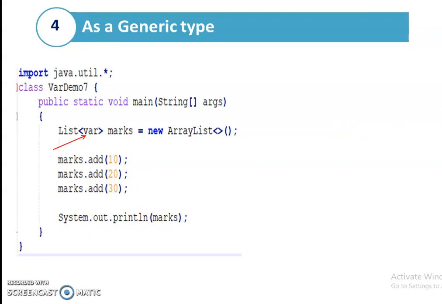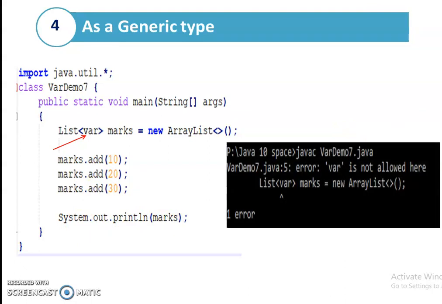So when we try to compile this code, it will throw error. Var is not allowed here, and it is indicating to this var keyword. So here we are declaring type of elements of this list as var. So this is not allowed. We cannot use var keyword as a generic type, right? So it will not compile and it will generate error. Hope this code is clear.